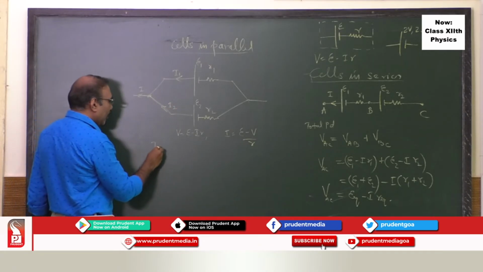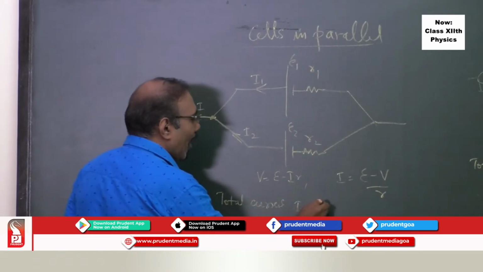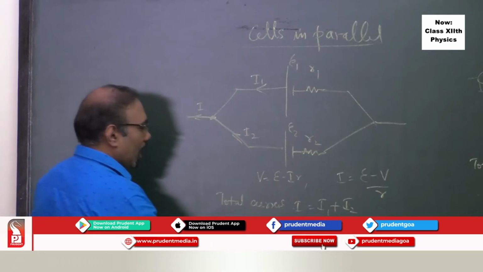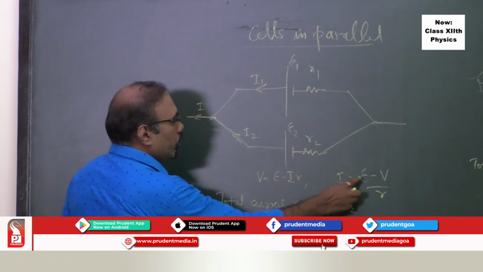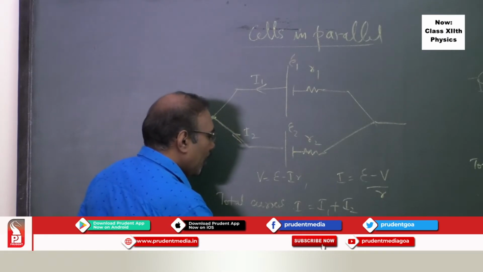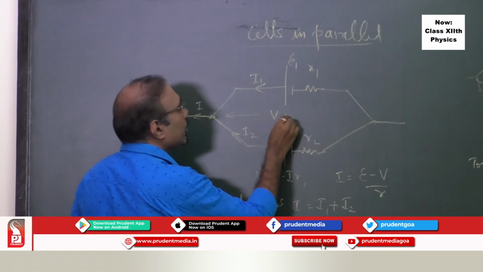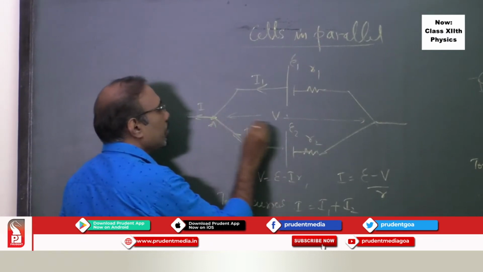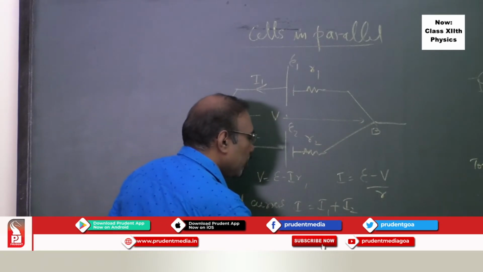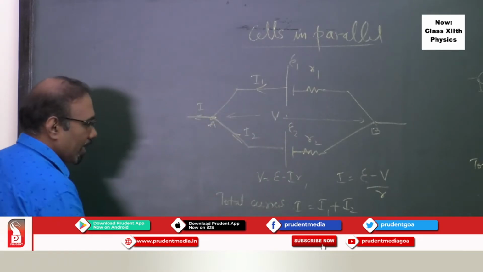So, total current I is equal to I1 plus I2. Now you substitute using this formula, and you will get (E1 minus V) upon R1. V is the common potential difference between the two ends, since they are in parallel, and this we can write as (E2 minus V) upon R2. Now, we will rearrange and solve.